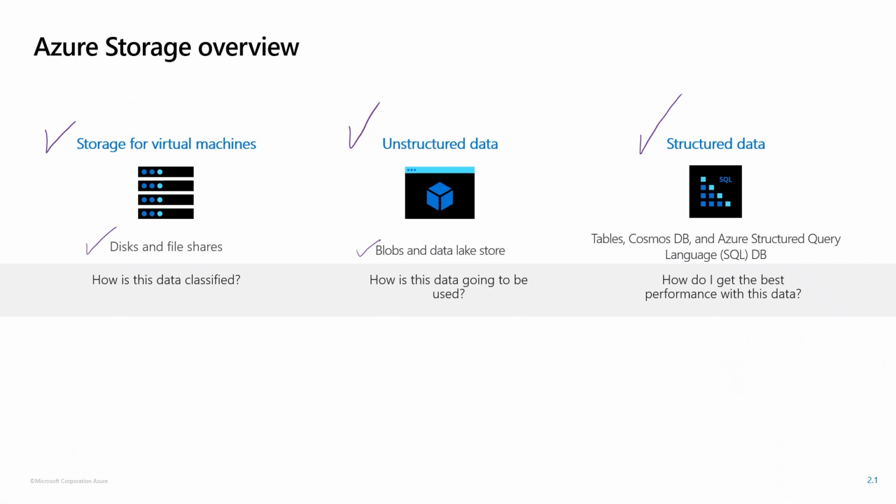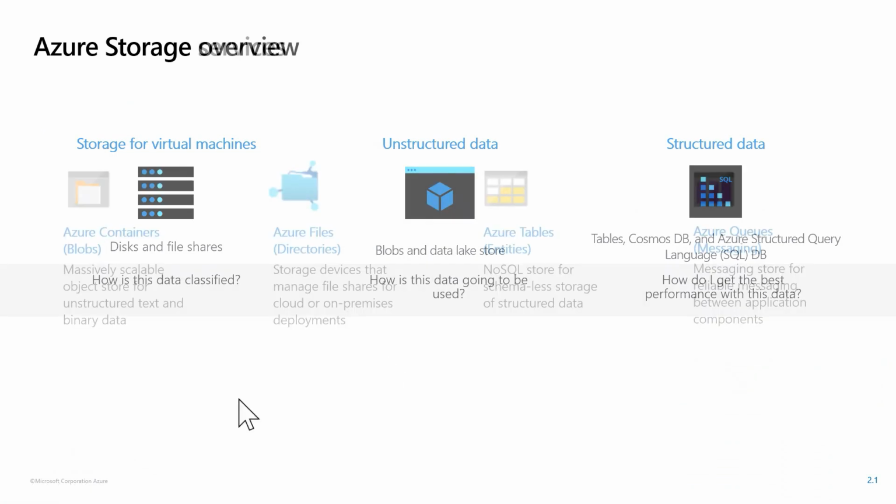Structured data will include tables, Cosmos DB, and Azure SQL database as an option. Tables are going to be your key value, auto-scaling NoSQL stores, and Cosmos DB is a globally distributed database service. So how do we get the best performance with that data? We also should think about the fact that our structured data is going to be non-relational, and there are other options for relational data. Important to know.